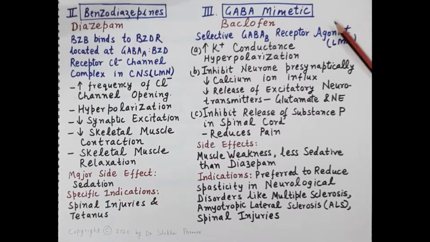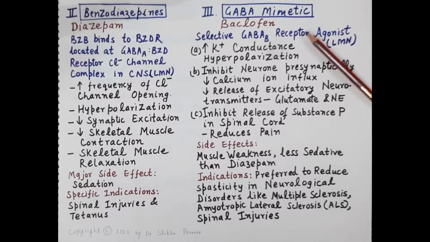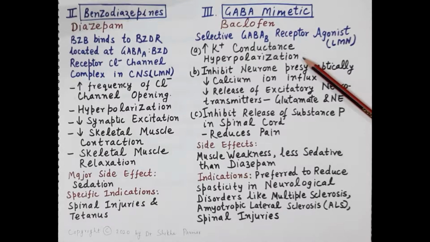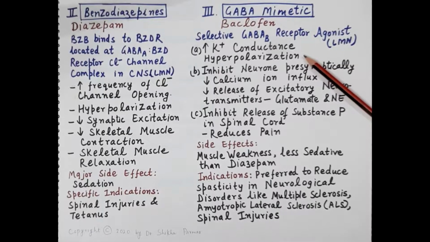Another important category, GABA mimetic, baclofen. We have seen the mechanism of action in detail. Selective GABA B receptor agonist. It causes increase in the potassium conductance. It causes hyperpolarization in the lower motor neuron that results in inhibition of lower motor neuron.